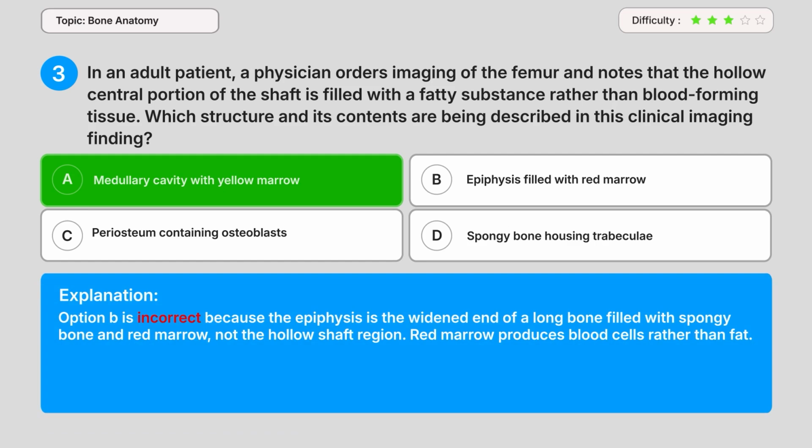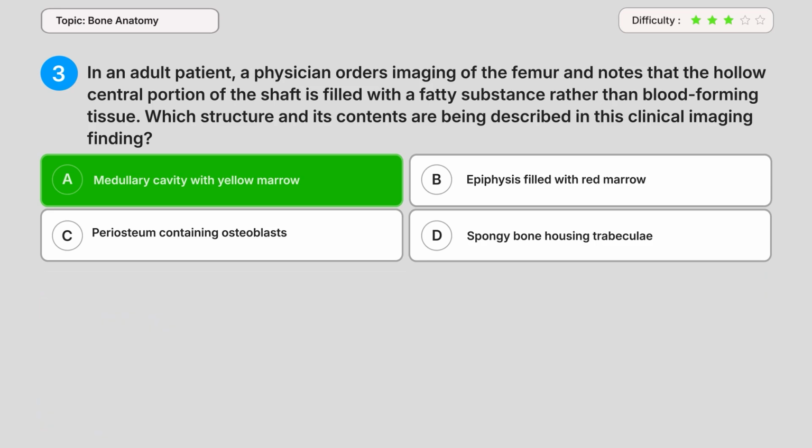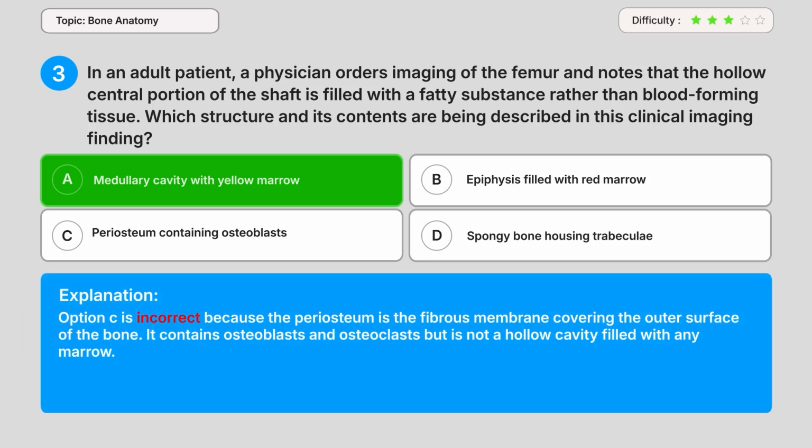Option B is incorrect because the epiphysis is the widened end of a long bone filled with spongy bone and red marrow, not the hollow shaft region. Red marrow produces blood cells rather than fat. Option C is incorrect because the periosteum is the fibrous membrane covering the outer surface of the bone. It contains osteoblasts and osteoclasts, but is not a hollow cavity filled with any marrow.